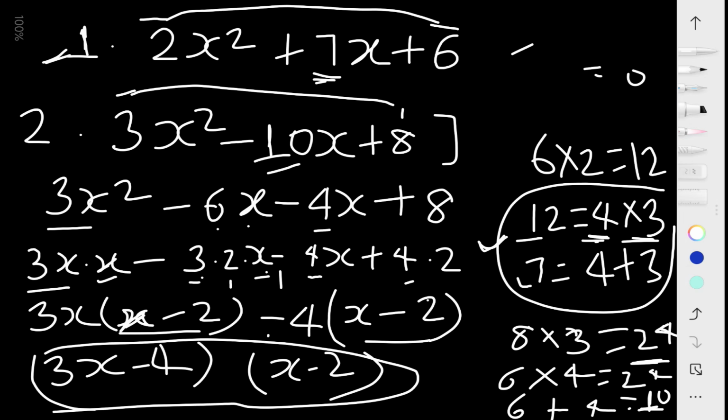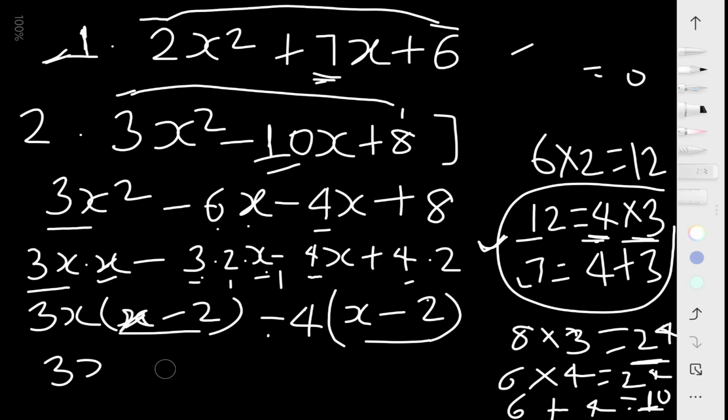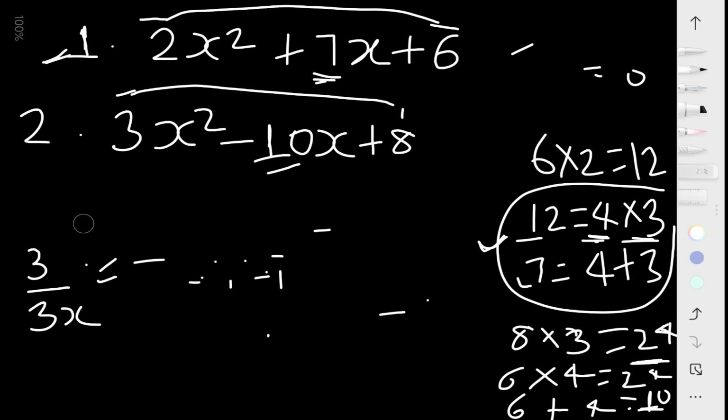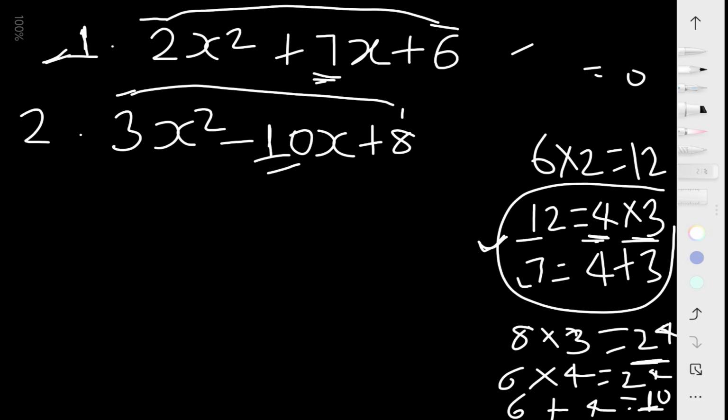If it becomes 0, then x equals 4 by 3 and x equals 2. You can understand factorization in a very easy way. The next one you can solve in a very easy way. I searched many videos, but this much simple you never find. First I will erase this one, and I will give you the next question. Only you will solve, I won't solve here. Third question.